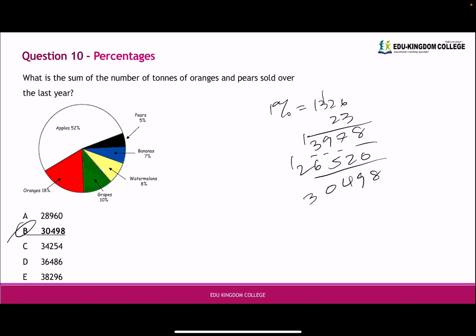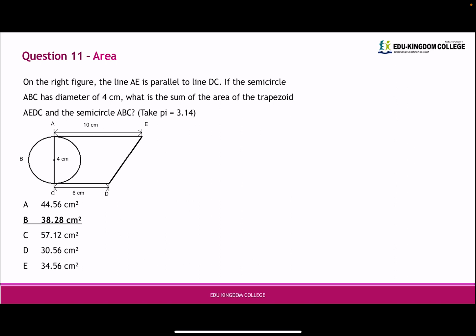So part B. And now, we have a trapezium and a circle. Basically, we're trying to find the area of this trapezium and just this outer semicircle here, because this inner semicircle is already part of the trapezium. So area of a trapezium equals h over 2 times (a plus b), where a plus b is the longer side and the shorter side. So that should give you 4 on 2, and then 10 plus 6, which should give you 16 times 2, which is 32.